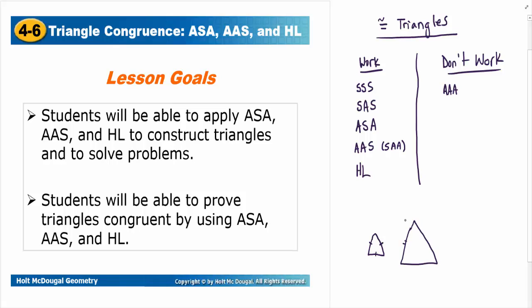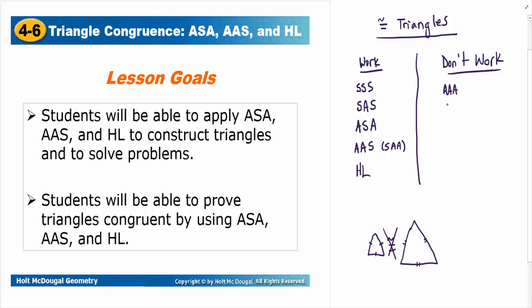In equilateral triangles, the angles are always 60 degrees. 60, 60, 60, 60, 60, 60. So just having the same angles doesn't mean that these triangles are congruent. So if you try to say, are these congruent? No, they are not. So angle, angle, angle does not work.